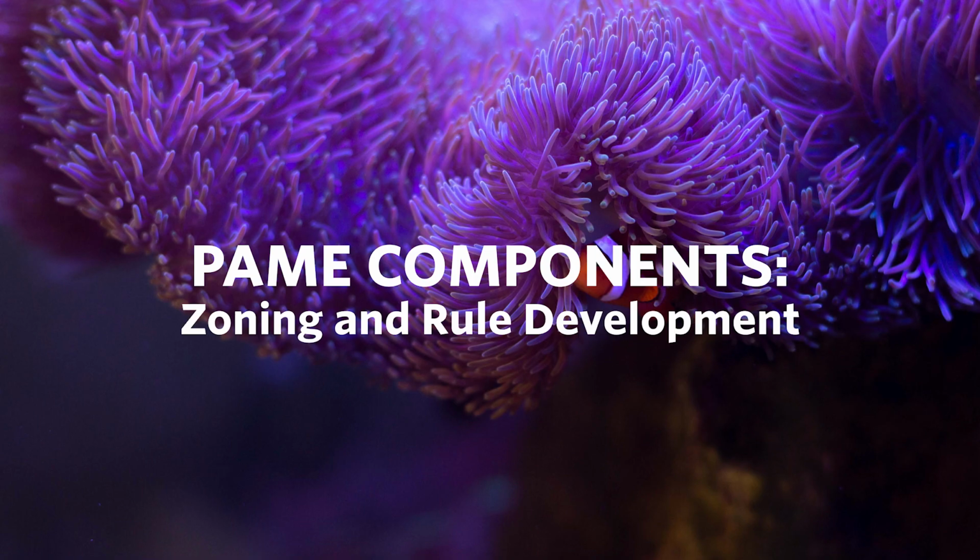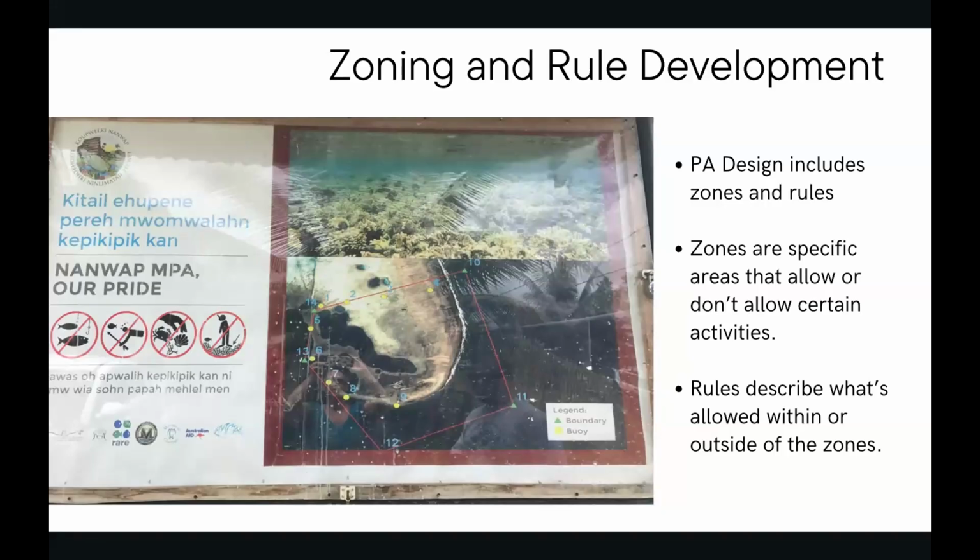Zoning and rural development, which is also sometimes called MPA design. And these are usually described as part of your management plan. Zones are specific areas that allow or don't allow certain activities. For example, no-take zones don't allow taking of any resources, while other zones like seasonal closures might be closed at certain times, like when spawning occurs, to protect a reproducing species.